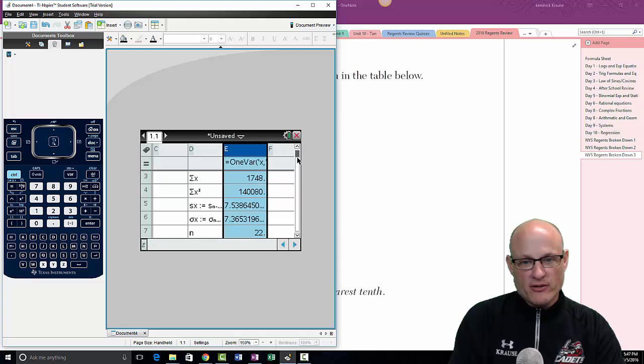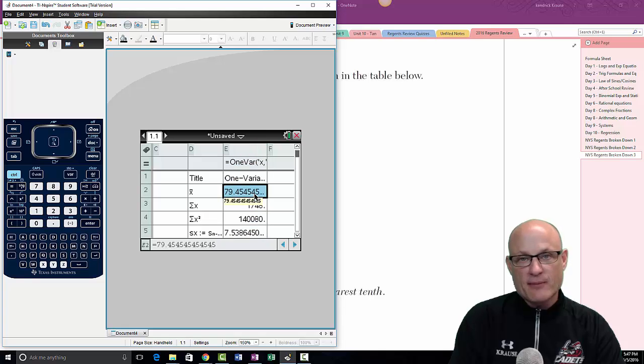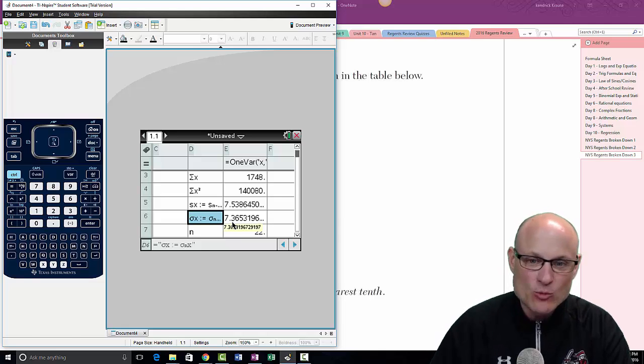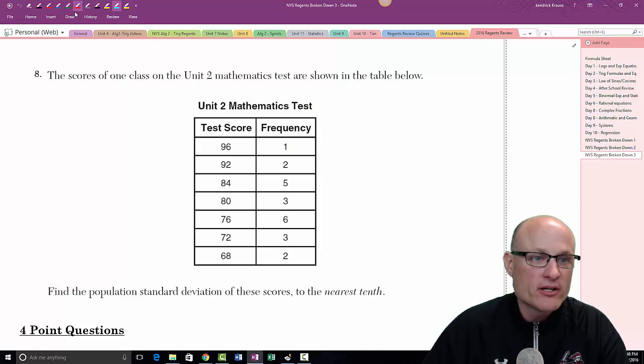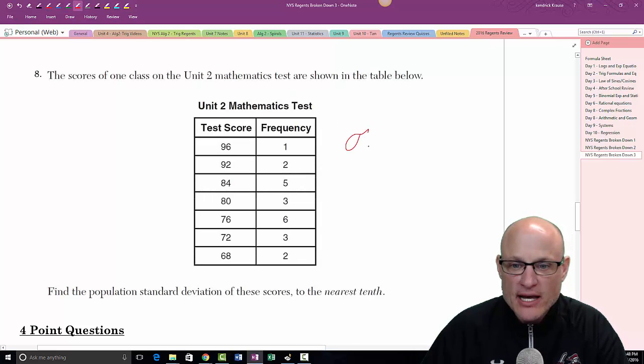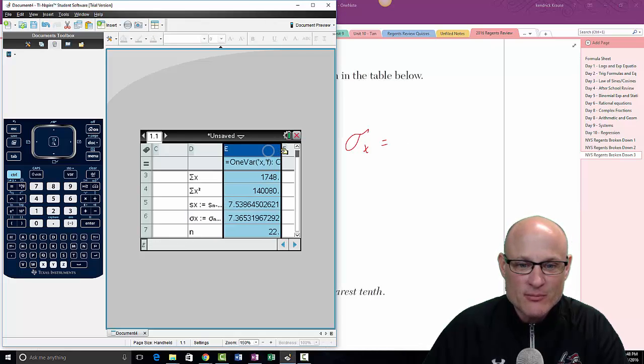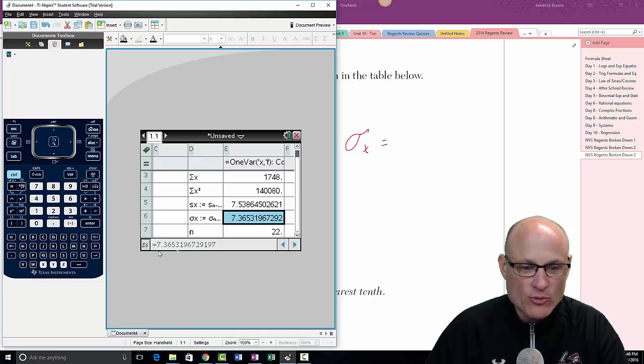So let's see what our X bar is. I'm just curious, actually. X bar is 79.45, so it should be. And we come down to population standard deviation. Remember, this SX stands for sample standard deviation. This is sigma X, and this stands for the population standard deviation. So write down exactly what you see. You're going to come over here and say sigma X is equal to, and write it down exactly. Hover and pull. You can highlight this and it'll write it down here.